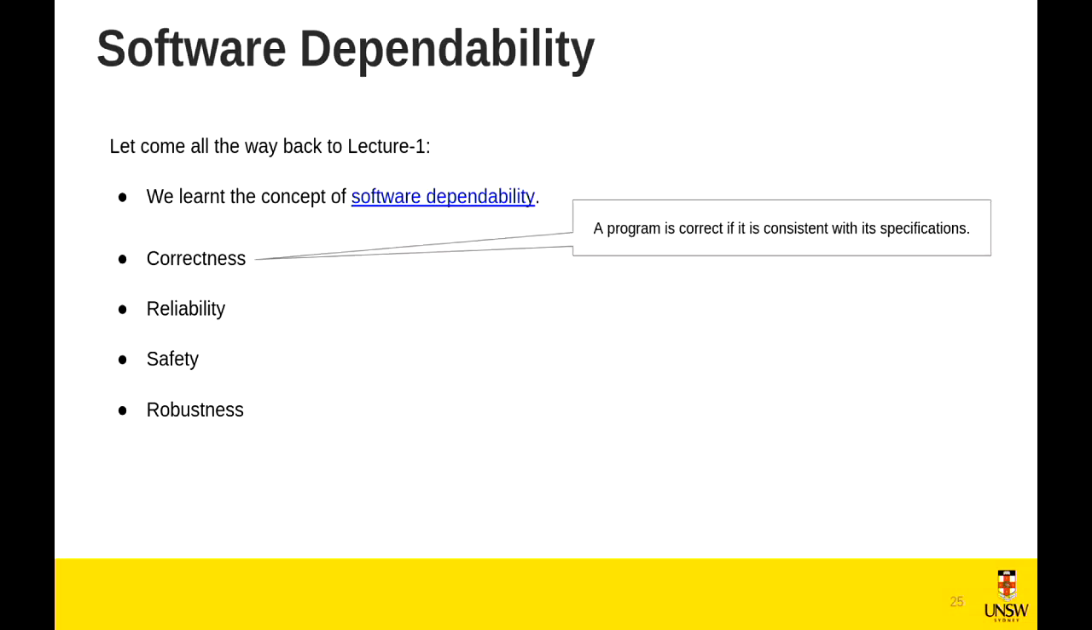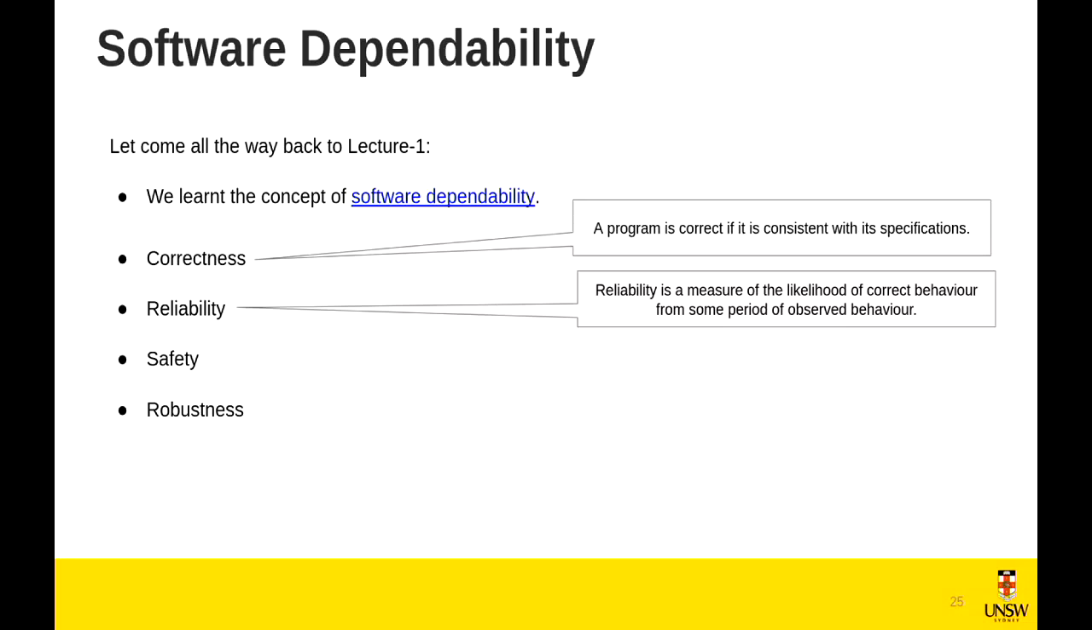So correctness means that if a program is correct, it is consistent with the requirements. And for correctness, it's either yes or no. We can't have a program that is 30% correct or 50% correct. That is not going to happen. So it's either 0 or 100%.